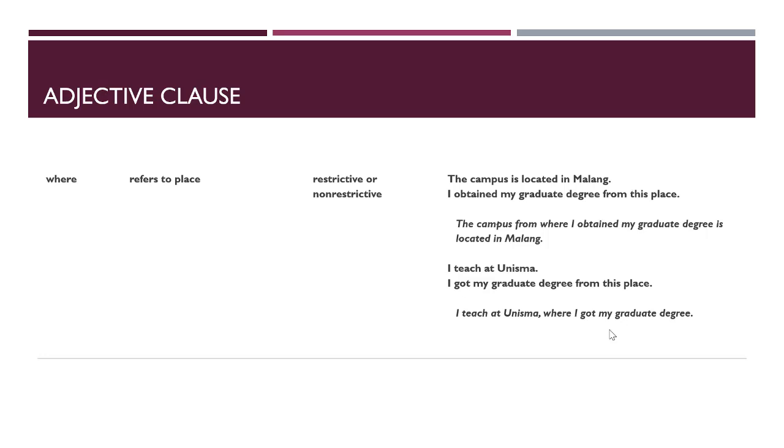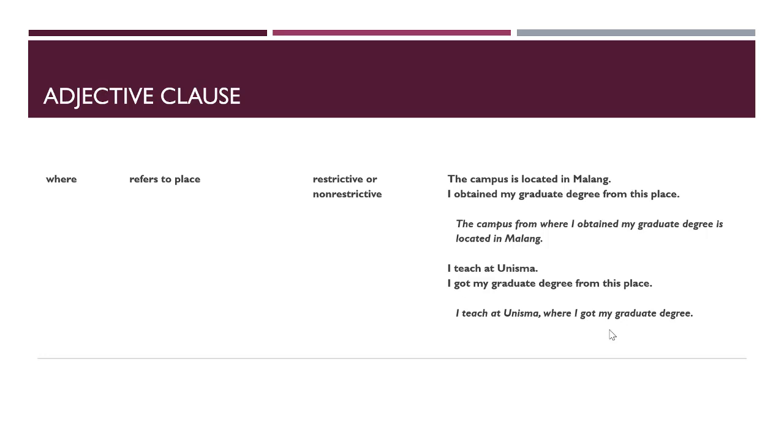"Where" refers to a place. It can be used in restrictive or non-restrictive clauses. Example: The campus is located in Malang. I obtained my graduate degree from this place. Those two sentences are combined into only one complex sentence by using "where."